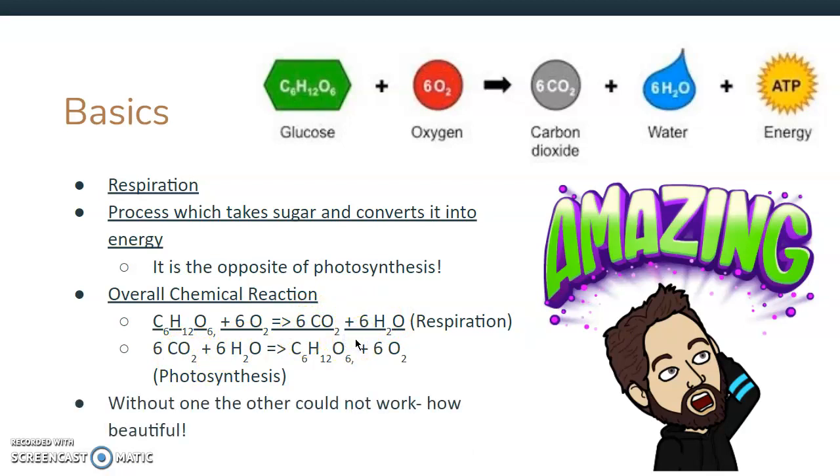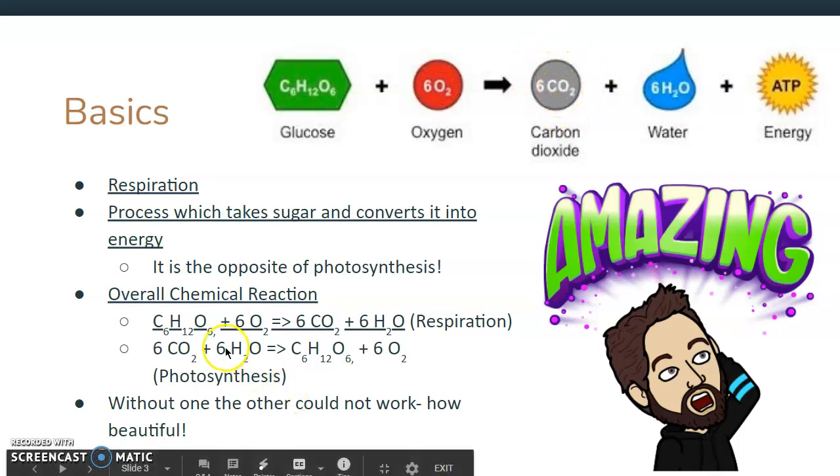It's quite beautiful, I think, how these two processes work so well together. Without one, the other would not work. If we didn't have oxygen to breathe from our plants that do photosynthesis and create oxygen, we would die. And if there wasn't CO2 produced by us or different things, then the plants would no longer have anything to eat. So it's quite interesting how that works.